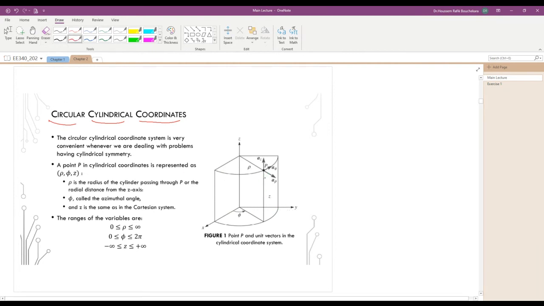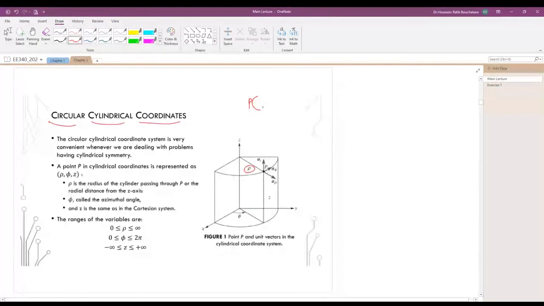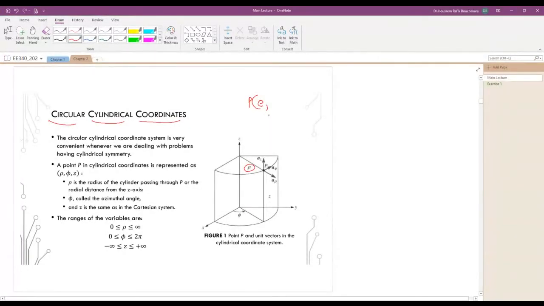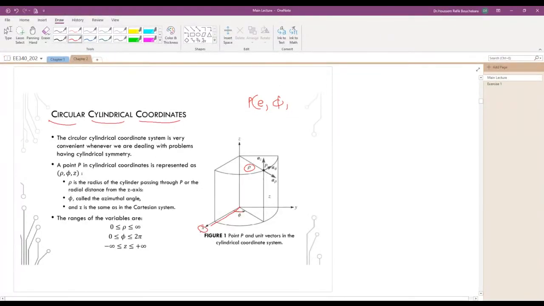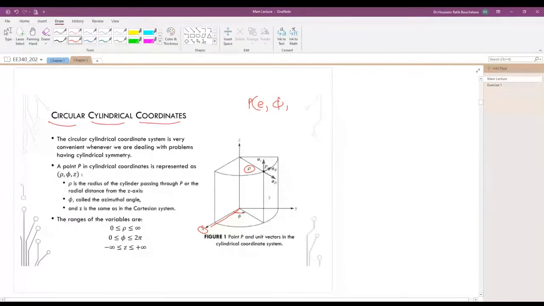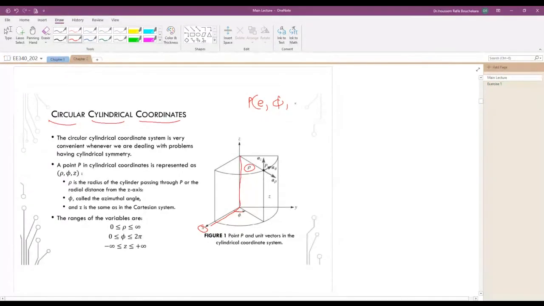Now any point can be represented, as we have said, by three variables. We don't have x, y, z now. What do we have? We have rho, which is the radius of the cylinder. We have phi, the angle. Note that phi is defined with respect to the x axis. And we have the elevation, which is z. Rho, phi, z.